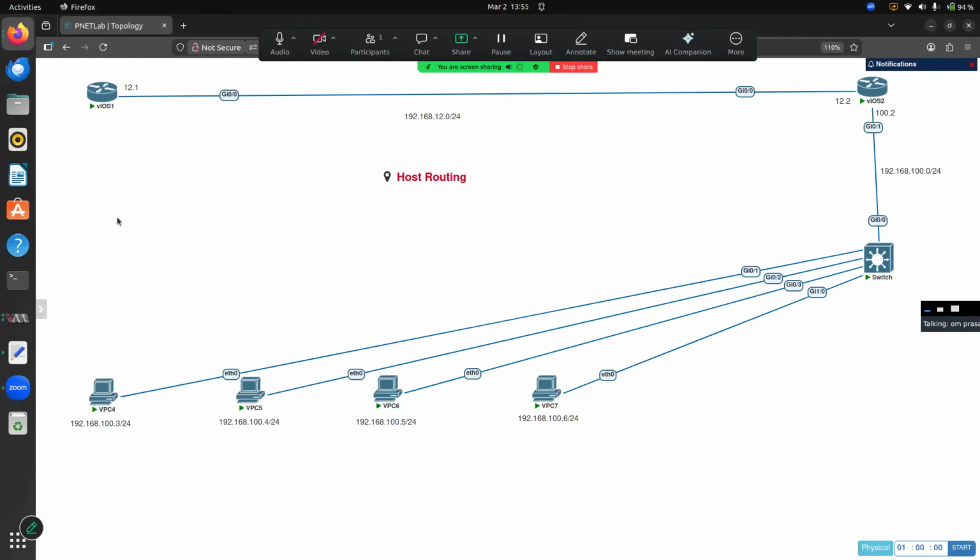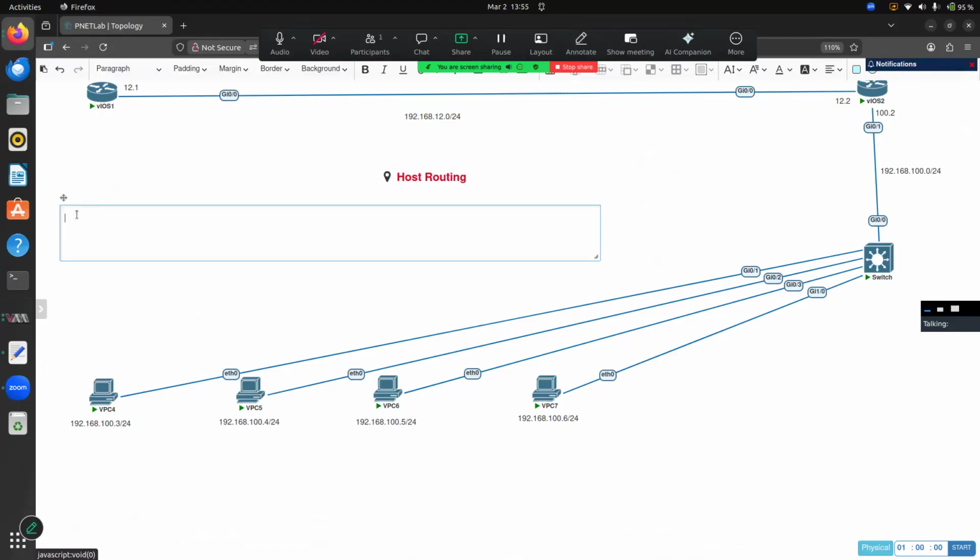I'm going to write it. When you use a specific IP address, host routing, we need to use the slash 32 subnet mask in host routing.